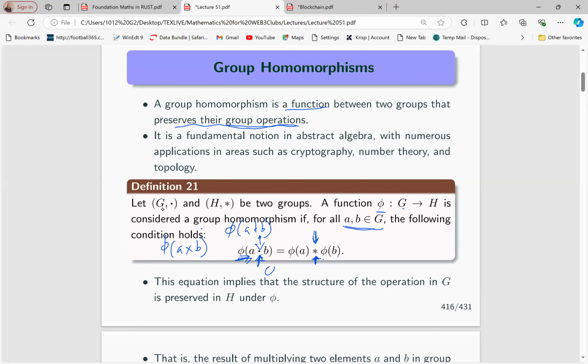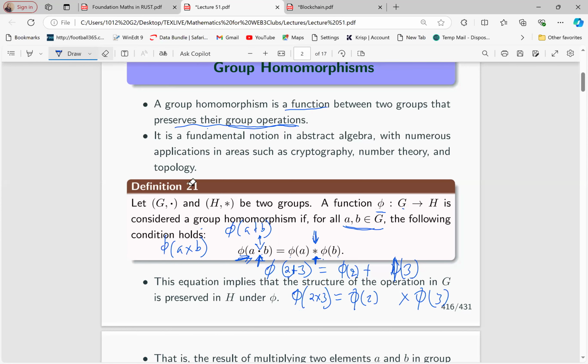For instance, if it's addition, and if A is 2 and B is 3, then we are talking of phi of 2 plus 3 equals phi of 2 plus phi of 3. That is if this was addition. But if it's multiplication, then what we mean is that phi of 2 times 3 be the same as phi of 2 multiplied by phi of 3. So that is what we mean by group homomorphism.